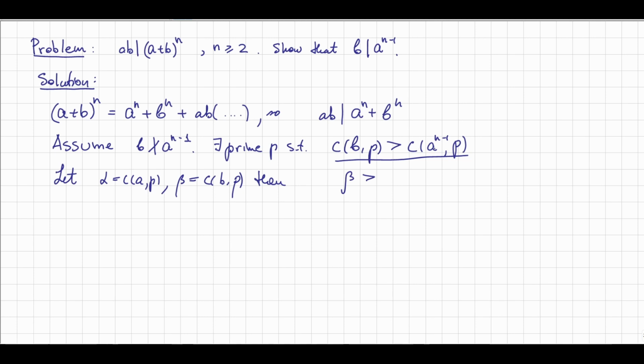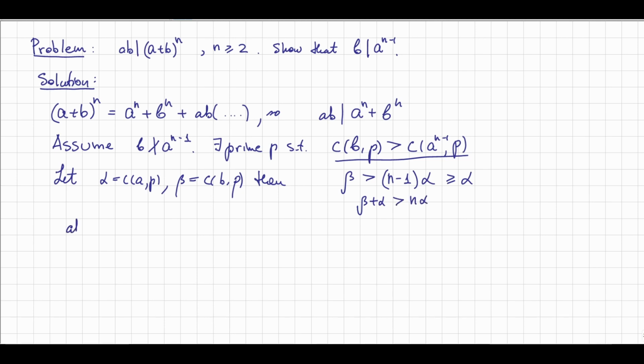Now c(a^(n-1),p) is the same as n minus 1 times alpha. So first of all, this is of course larger than or equal to alpha, since n is at least 2. And second, we can also rewrite this to say that beta plus alpha is larger than n alpha.